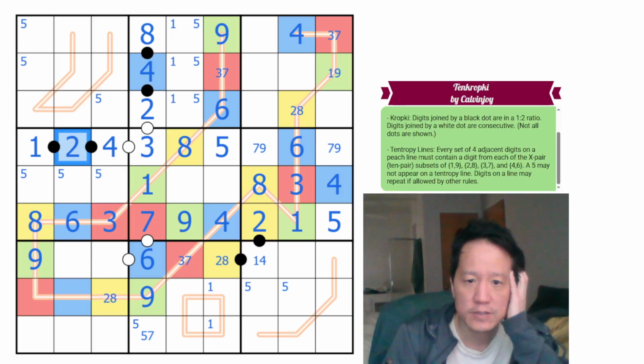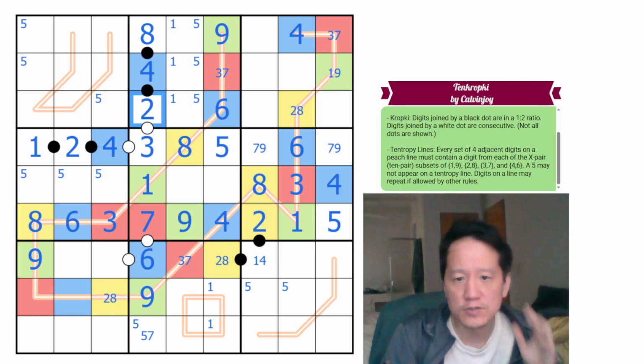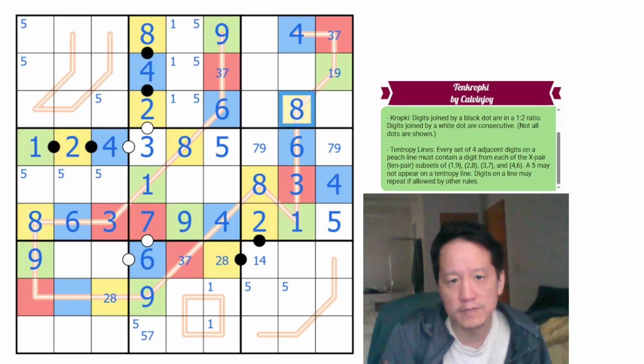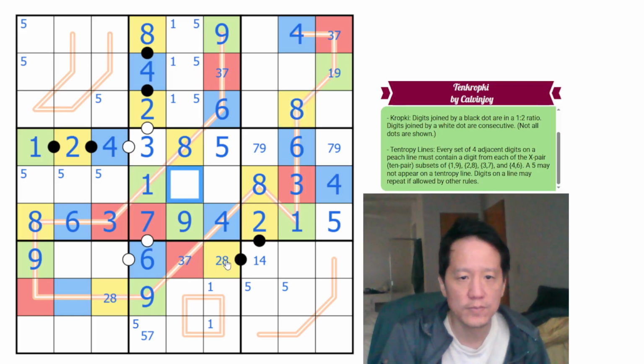So, wait. No, this is not blue. This is blue. These are both yellow. And this is a yellow. So this has to be green. This is an 8. This can't be 7, so this is a 5. This has to be red.